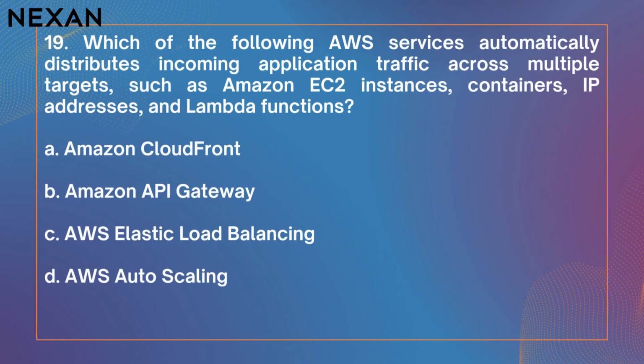19. Which of the following AWS services automatically distributes incoming application traffic across multiple targets, such as Amazon EC2 instances, containers, IP addresses, and Lambda functions?